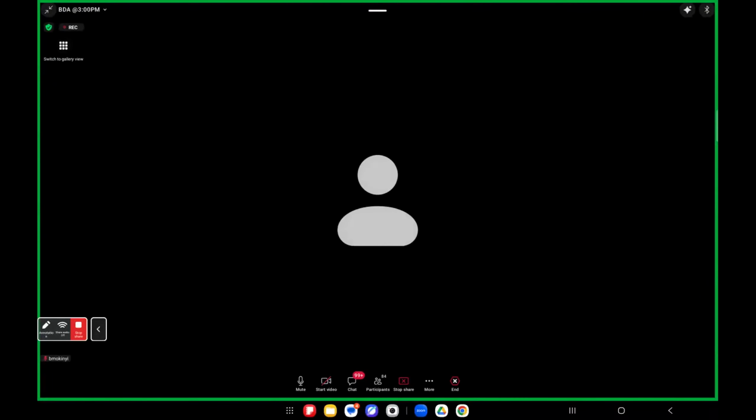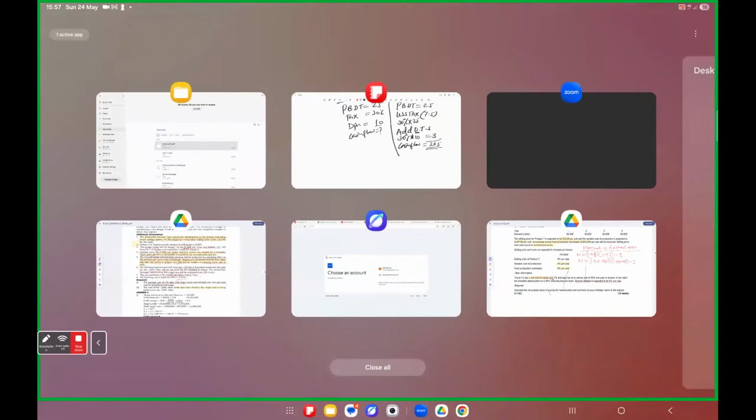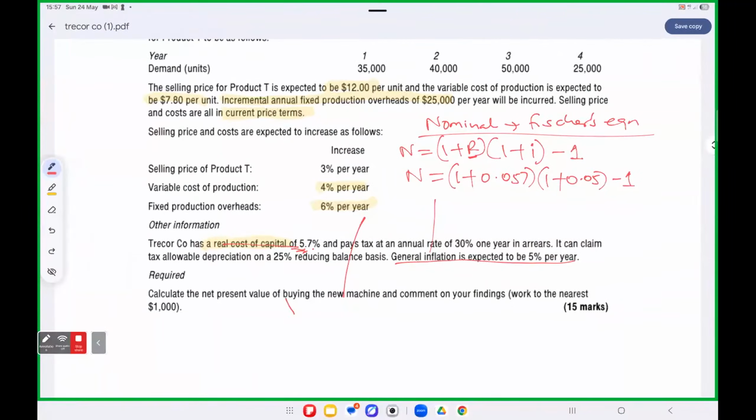How I wish today you guys would listen to me. But I know most of you listened to me from ATD and you passed. Now you listen to me even better because now we are at the very last stage. We are told the selling price for product T is expected to be 12, and the variable cost is expected to be 7.8. And then we have fixed cost, which is expected to be 25. Selling price and the costs are all in current price terms. Current means time 0. Current means time what year?